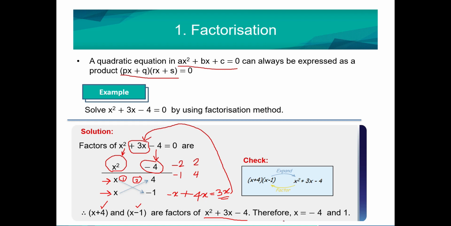So the answer is: x plus 4 equal to 0, so we are getting x equal to minus 4. x minus 1 equal to 0, x is equal to 1. You can always check your brackets, whether they are correct or not, by expanding your brackets and showing that you are getting the original equation.